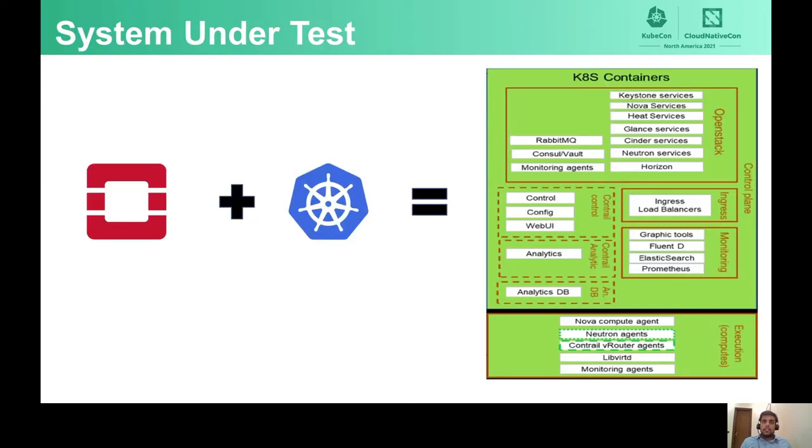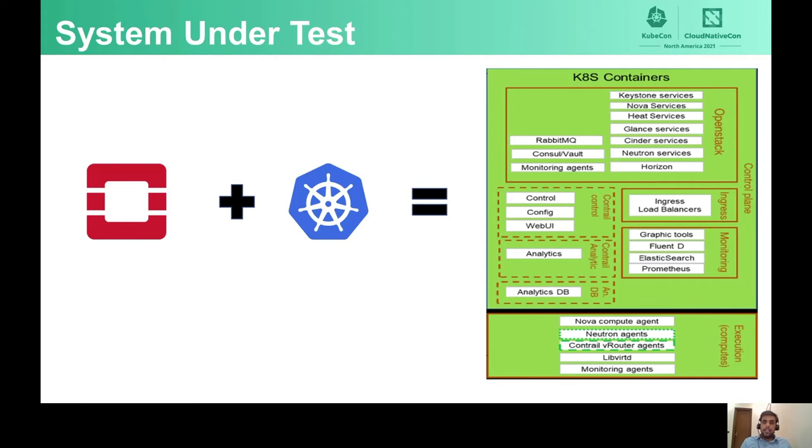Coming to the architecture of the system under test, here we are using two of the most widely used technologies, OpenStack and Kubernetes. As you can see in the diagram, Kubernetes is serving as an underlay for the OpenStack services, where one Kubernetes node is hosting the control plane services and the other node is an OpenStack compute host, which has compute related services running on it like Nova, Neutron, etc. So there is a clear segregation of services based on the type of Kubernetes node.